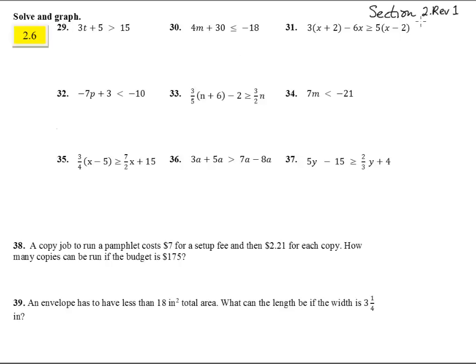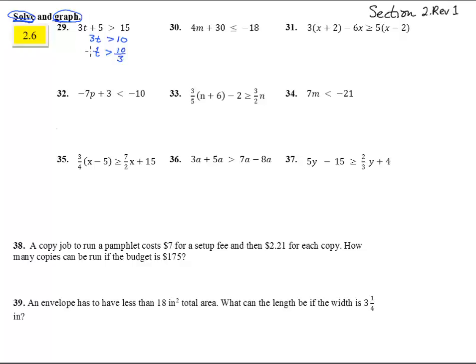Here we are, Chapter 2 with the Review 1, and we're going to do the answers 29 through 39 here. It says solve, so we're going to have to get a solution here, and we're going to have to graph it. So, start off with number 29. 3t plus 5 is greater than 15. Subtract 5 from both sides, and we have 3t greater than 10. Divide both sides by 3, and we get t is greater than 10 thirds.